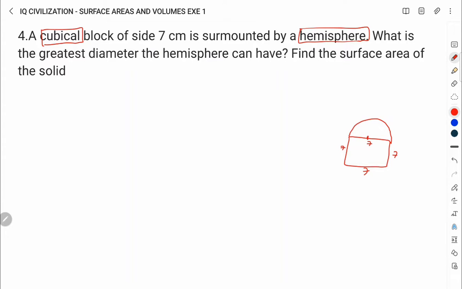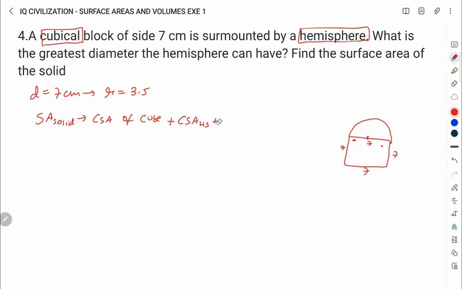So the 7 is the diameter. I already told you, when diameter is given, radius is half of diameter, that is 3.5. Now we need to find the surface area of the solid formed. So surface area of the solid is nothing but CSA of cube, because this side is open. So CSA of a cube plus CSA of a hemisphere plus another side is there, right?